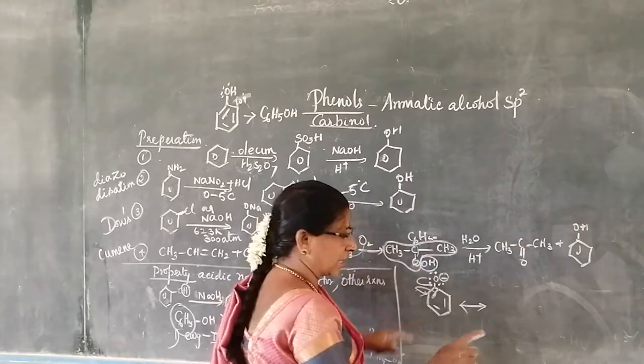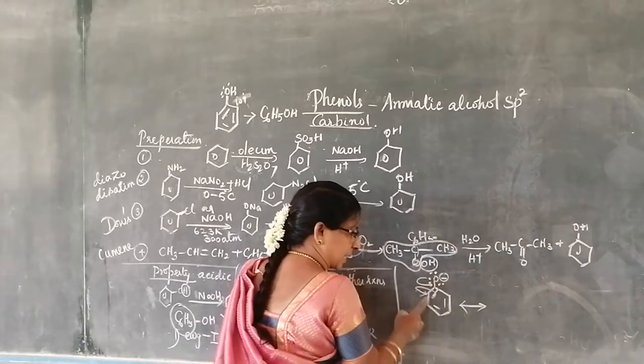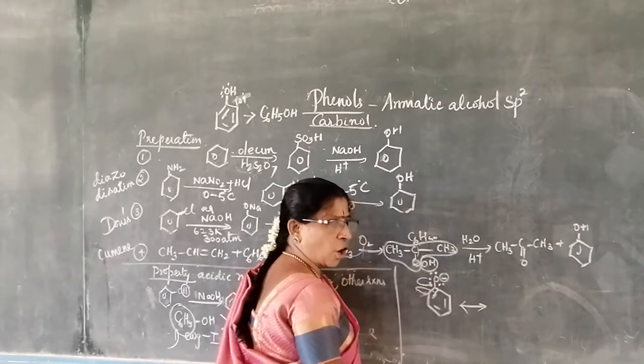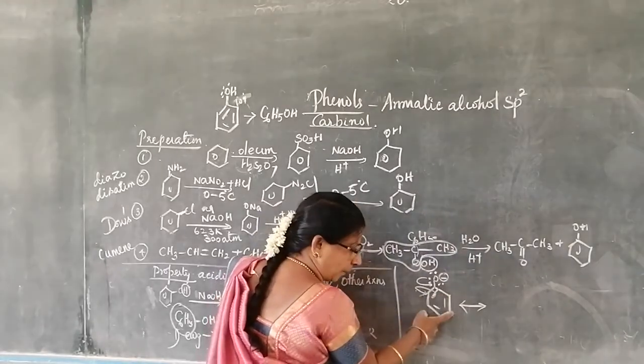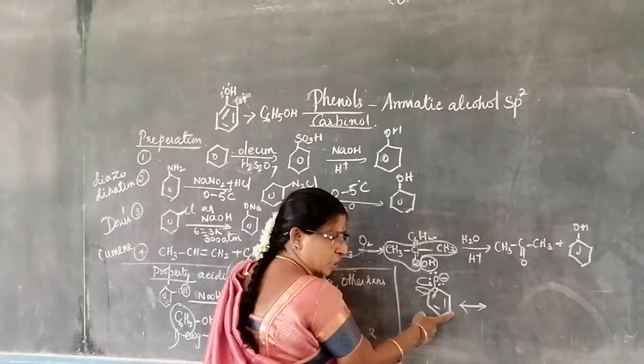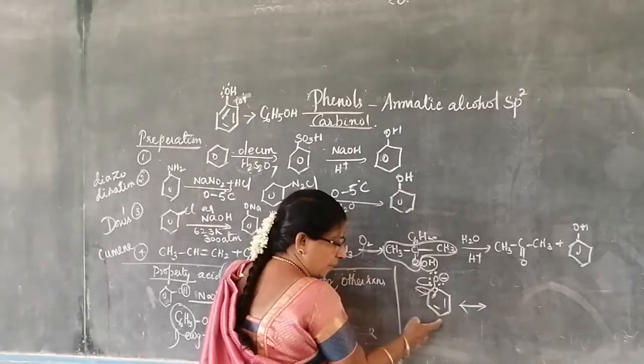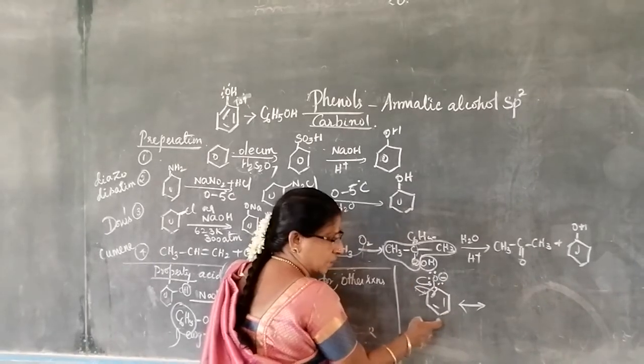When you write the benzene ring, wherever one substituent is there, the next 2 positions are called ortho position. Leaving one place, when you come to the third position, then it is called meta. When you come to the just opposite position, that is called para.